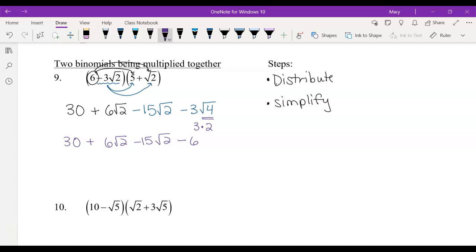At which point we have one final thing, we can combine like terms. So 30 minus 6 is 24. 6 root 2 and 15 root 2 are alike. So when you have radicals that you are adding and they are alike, you add the numbers in front to get negative 9, but you leave the radical alone. So 24 minus 9 root 2.